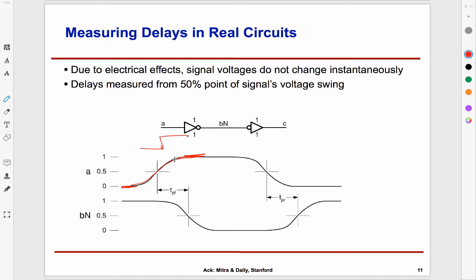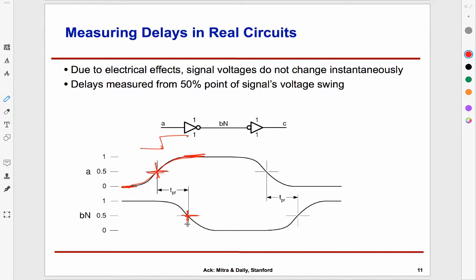So that introduces this additional complexity: how do I define delays? If even one bit of A is going to take this leisurely amount of time, what do we say, when did it begin to change? So usually, as you might expect, we pick the 50% point. When we are measuring delays, we measure them from the 50% point.